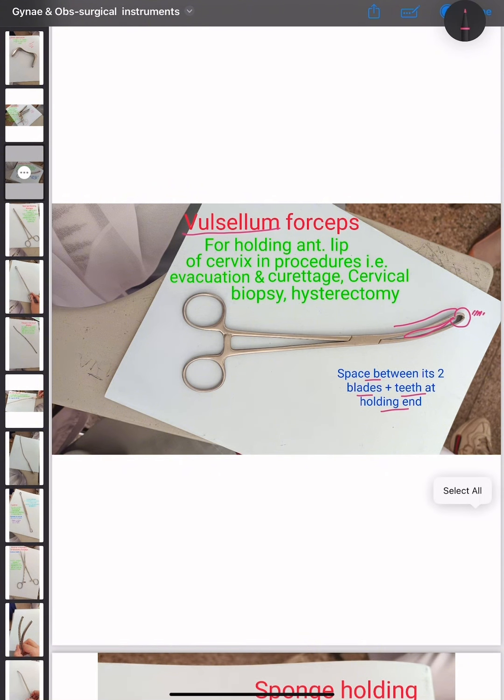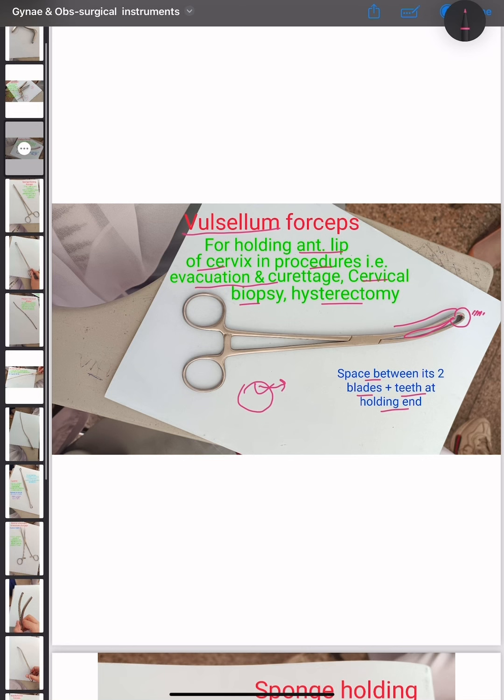What are its uses? It is used for holding the anterior lip of the cervix in procedures, that is evacuation and curettage, cervical biopsy and hysterectomy. Let's suppose this is the cervix, this is the anterior lip, so we will hold this lip with the teeth portion. Whenever evacuation and curettage is happening inside the uterus or cervix, this is used to hold the anterior lip of the cervix. This is also used in the procedure of cervical biopsy and hysterectomy.